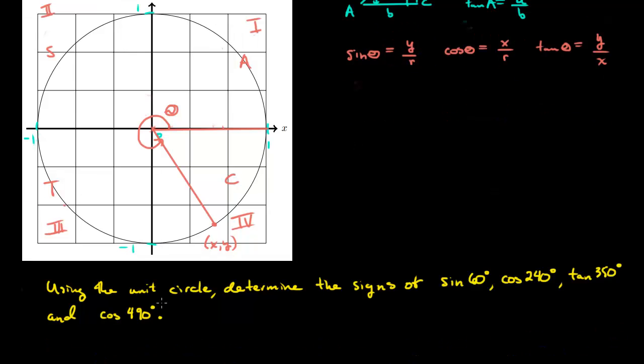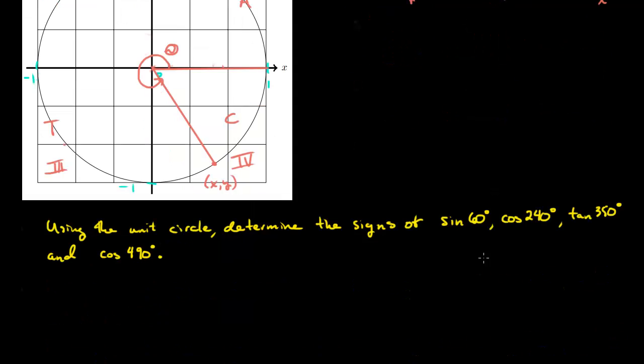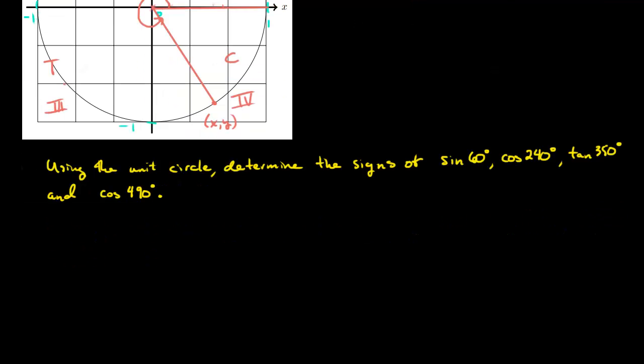So next we're told, using the unit circle, determine the signs of sine 60, cosine of 240, tan of 350, and cosine of 490. So the sine of 60 degrees is this angle. This angle is in quadrant 1, therefore positive. So we have that sine of 60 degrees is positive.